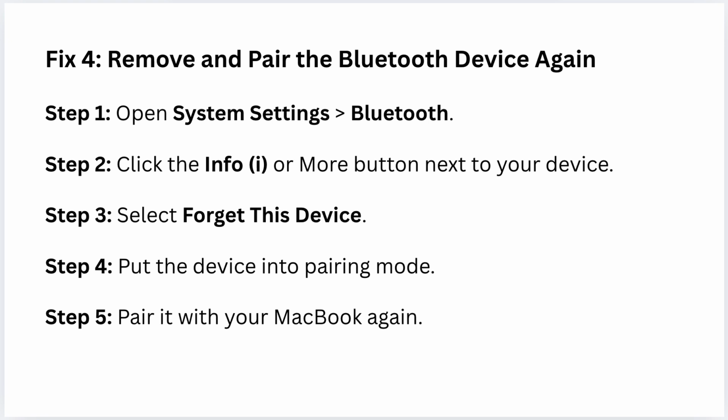Fourth one is remove and pair the Bluetooth device again. Open System Settings, then Bluetooth. Click the info or more button next to your device. Then select forget this device. Put the device into pairing mode, then pair it with your MacBook again.